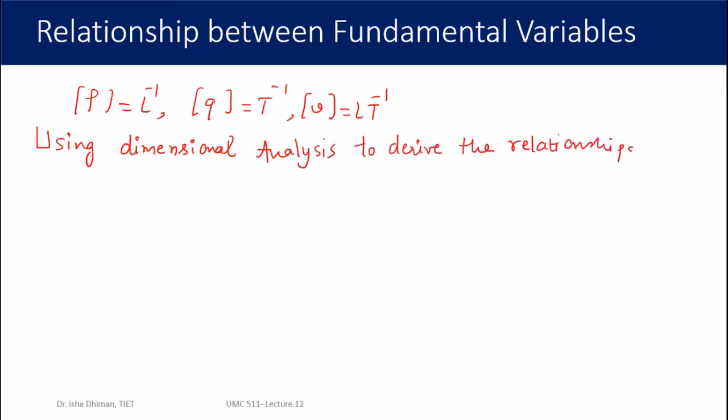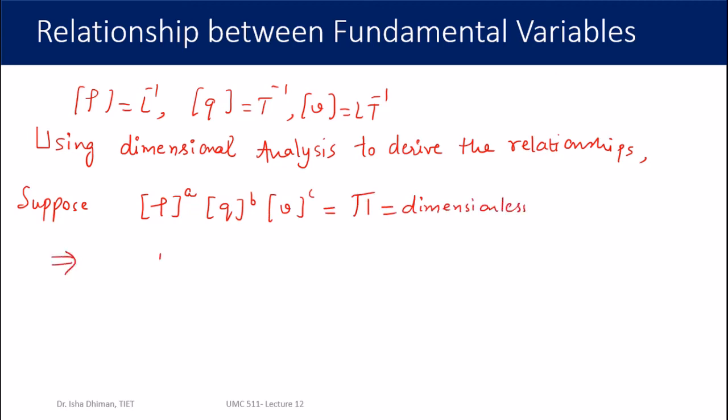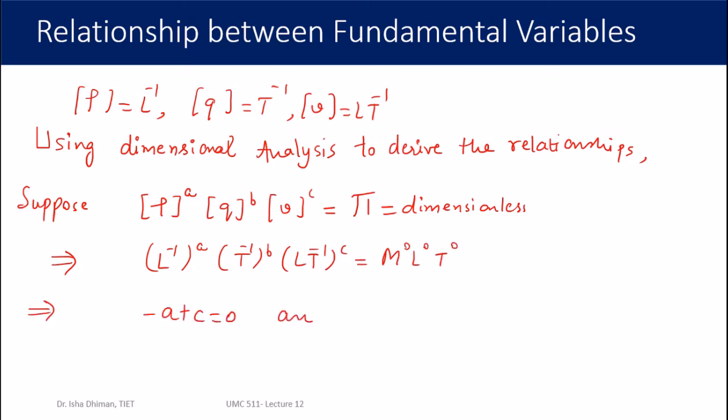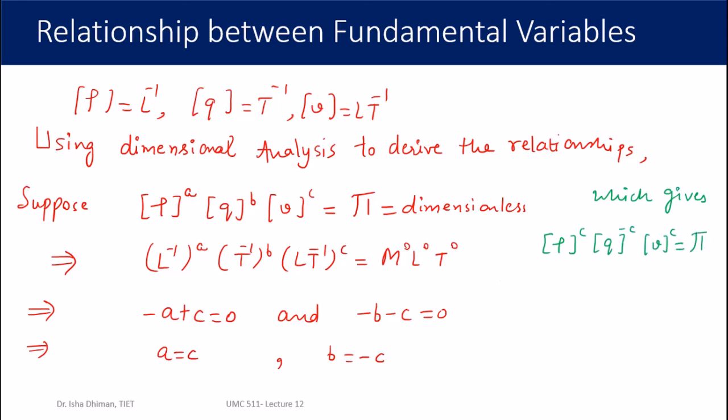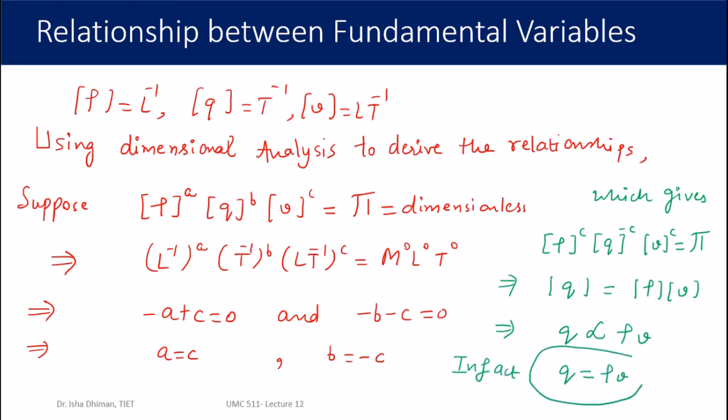For that I'm assuming rho raised to power A, Q raised to power B, V raised to power C is pi, which is a dimensionless constant. Now I'll substitute the dimensions of rho, Q, V, and pi is M0, L0, T0. When you compare the equations on the two sides, you will get A is C and B is minus C. The calculation is very easy. It gives you Q is rho V. So the dimension of Q is the dimension of rho into the dimension of V, and then you imply that Q is directly proportional to rho into V.